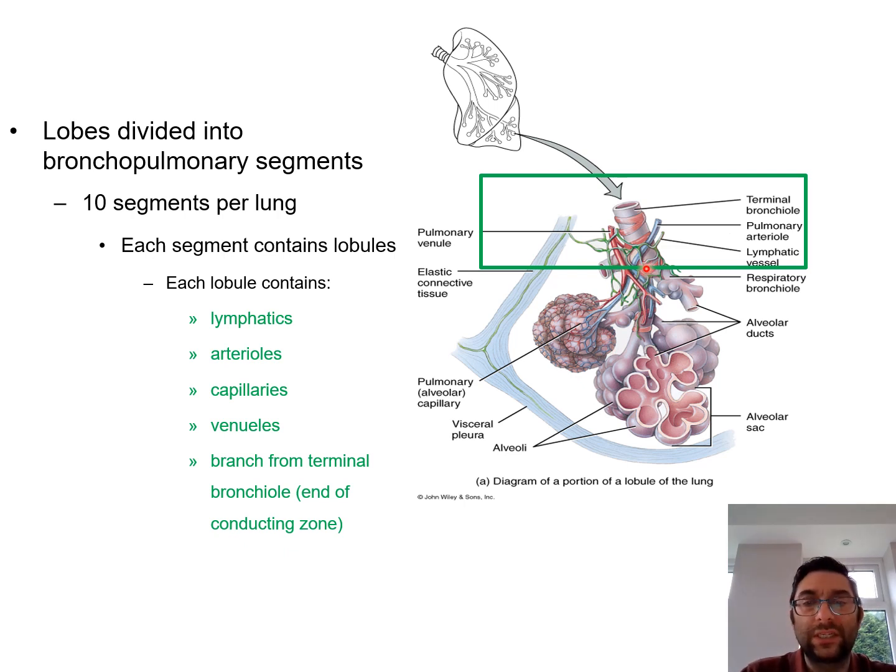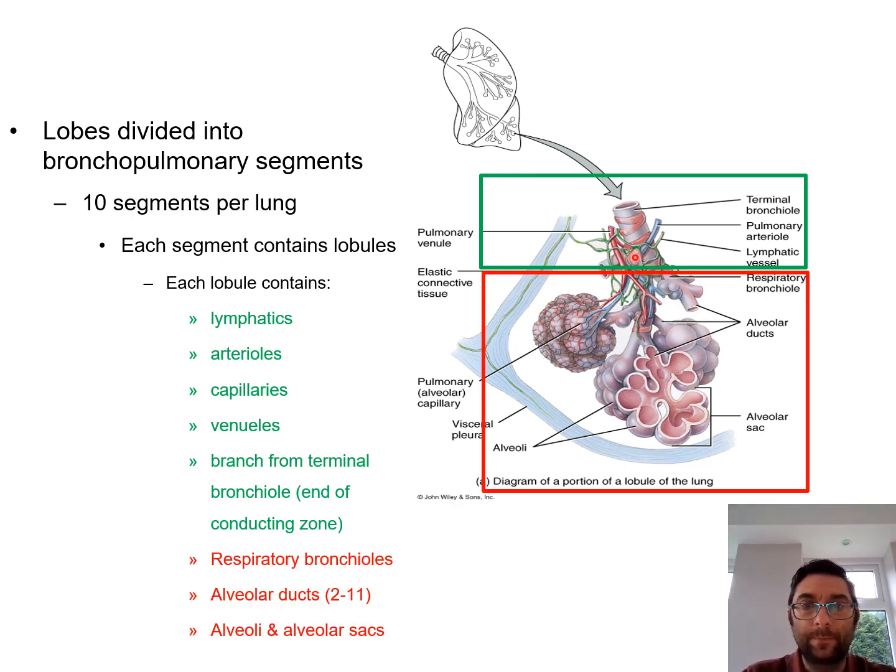So all this is still the conducting zone, as I said, so it's simply passing the air from the external environment down through the mouth, the nasal cavity, the pharynx, the larynx, the trachea, the primary and secondary lobar bronchi, and then into here. From here, this is where gas exchange finally occurs.